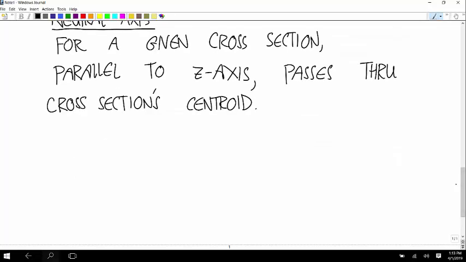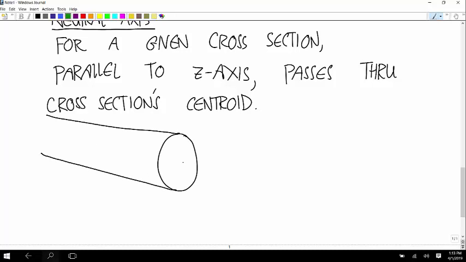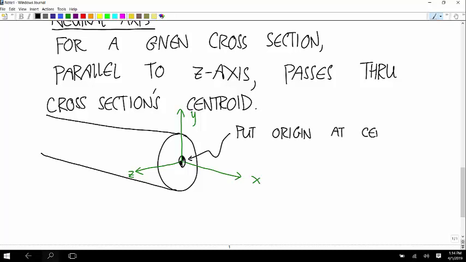So if you have a shape like this, there's the beam. There's the x-axis, the y-axis, the z-axis. Just put the origin at the centroid of the cross section, and then the neutral axis is just the z-axis. And remember, that's for a single cross section.